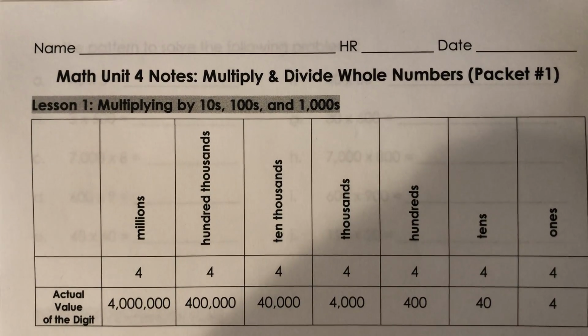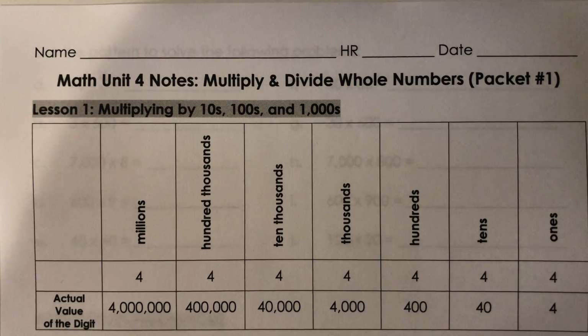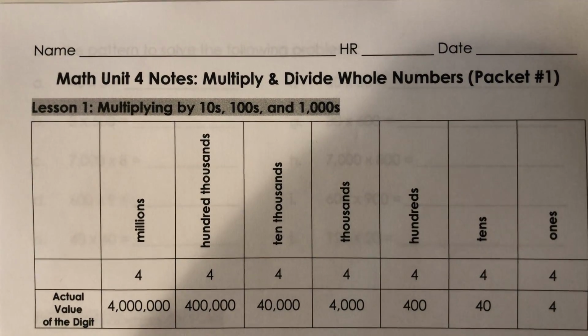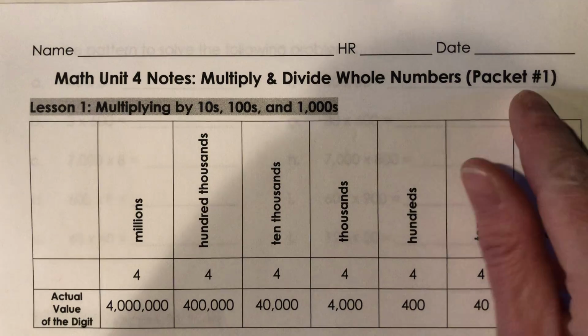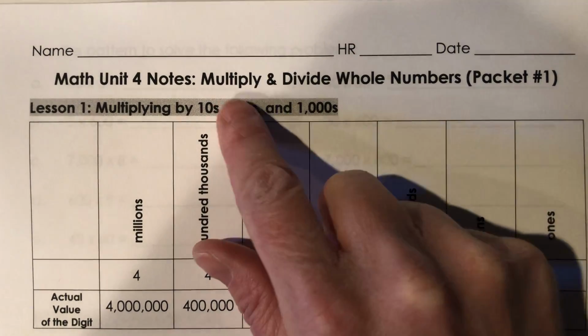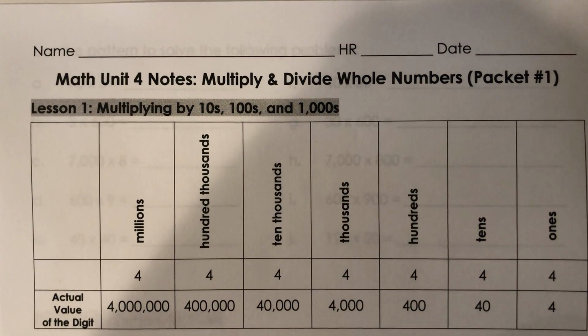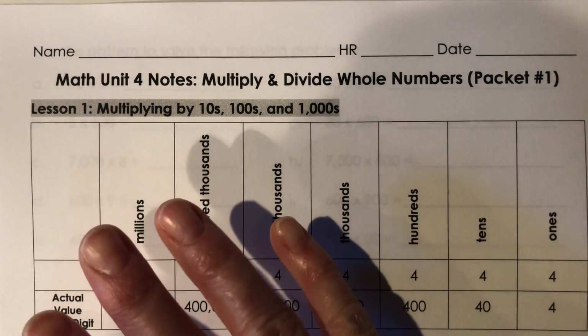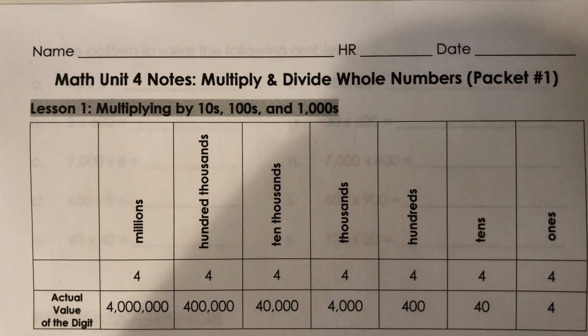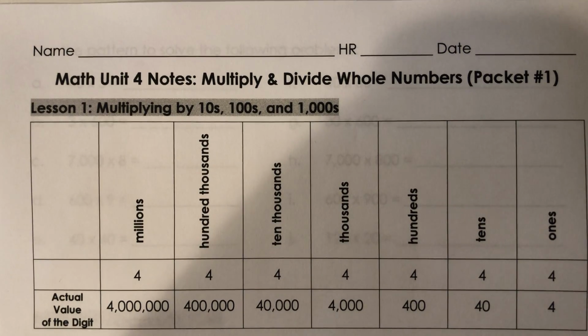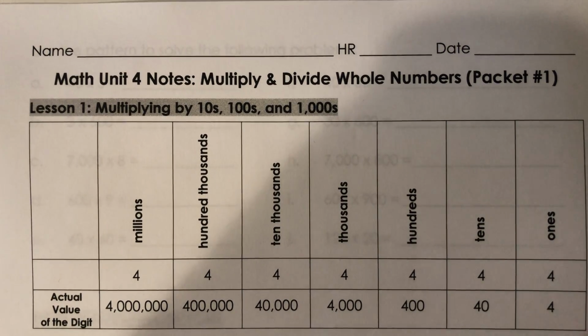Tremblay. We are starting Unit 4, and Unit 4 is multiplying and dividing whole numbers. So this says Packet 1 because this has all the multiplication part in it, and then you'll get another one that has division after, but 15 pages is enough. So hopefully you have numbered the pages in your packet, and we're going to look at pages 1 and 2 today for Lesson 1. We might do Lesson 2 as well, see how it goes time-wise.